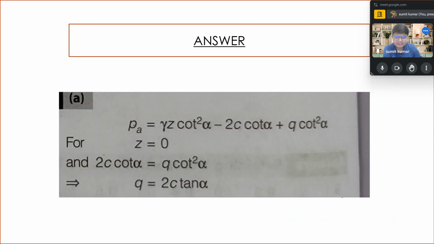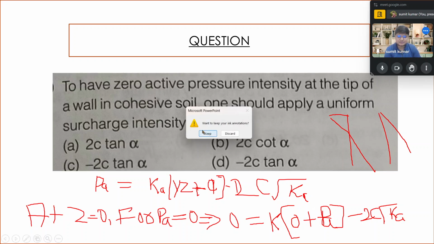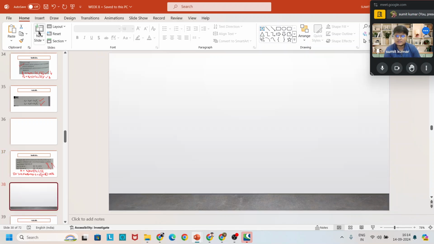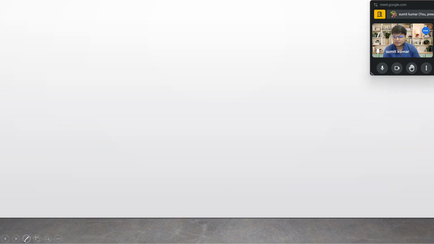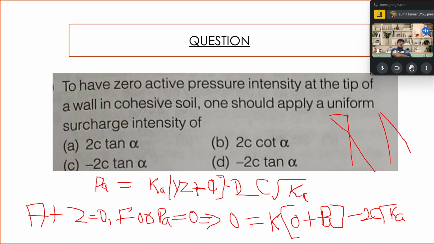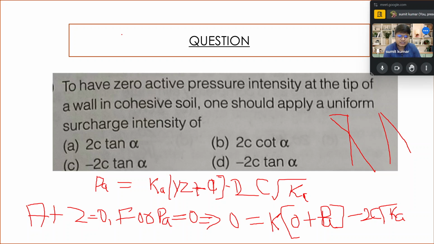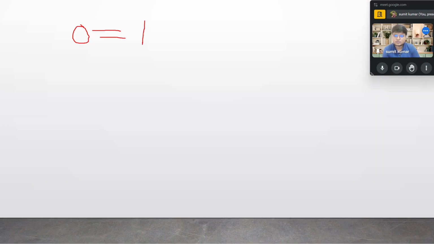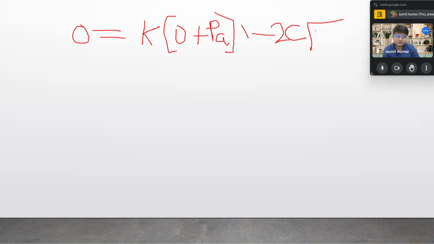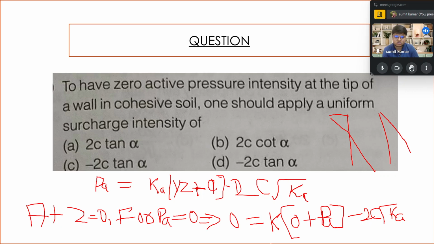From here I will take one page. As above you see that 0 equal to K into 0 plus Pa minus 2c root K. So this becomes K into Pa equal to, sorry, Pa not Q.